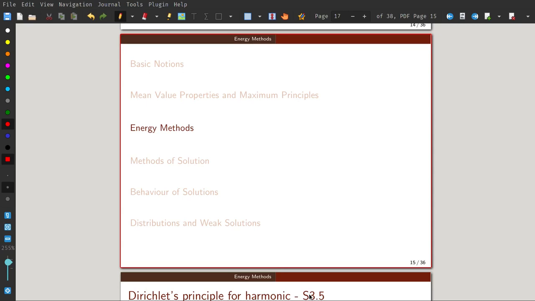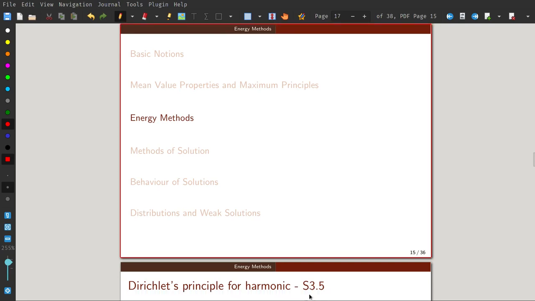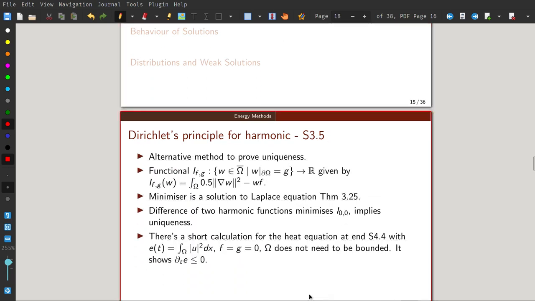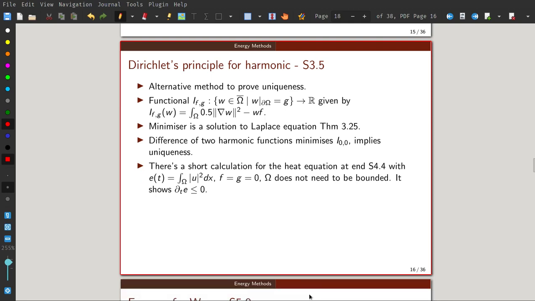Here we have the third section of the Introduction to Partial Differential Equation Revision tutorial, namely energy methods. This is quite a short section because we do not concentrate on energy methods, particularly in this course. We do use them a little bit to provide an alternative proof of uniqueness and to provide the uniqueness proof in the case of the wave equation.